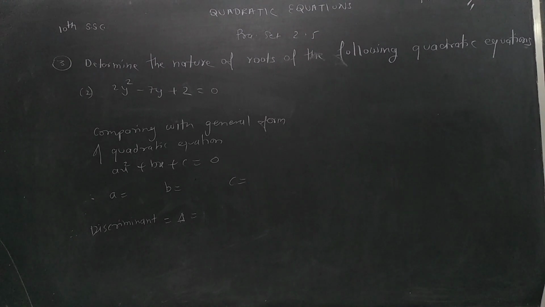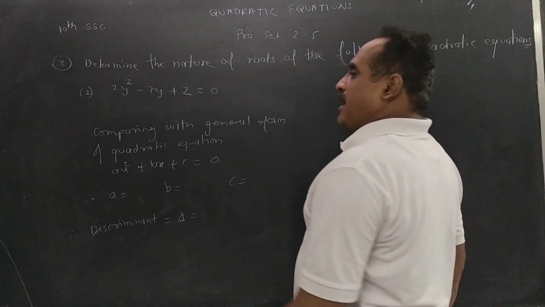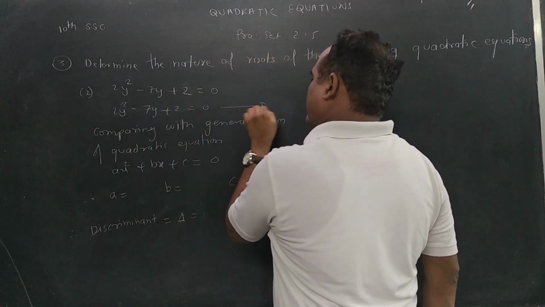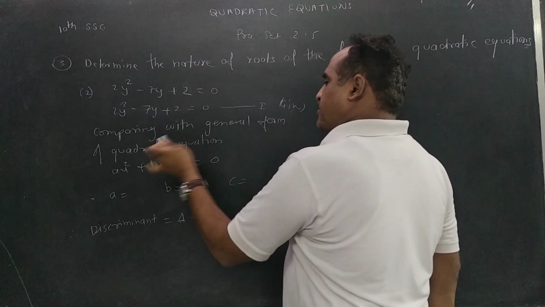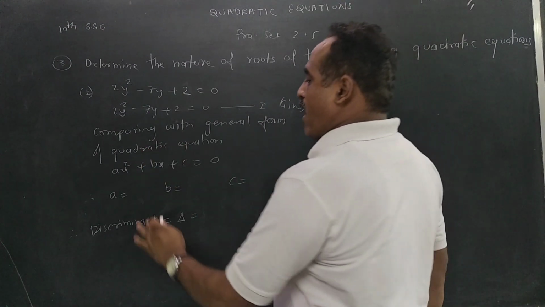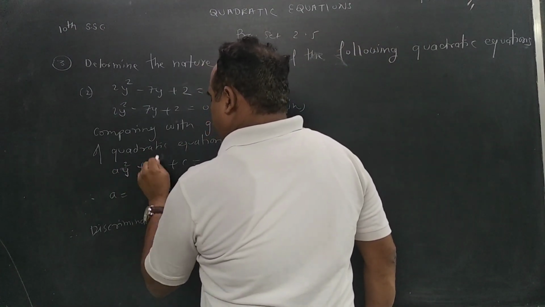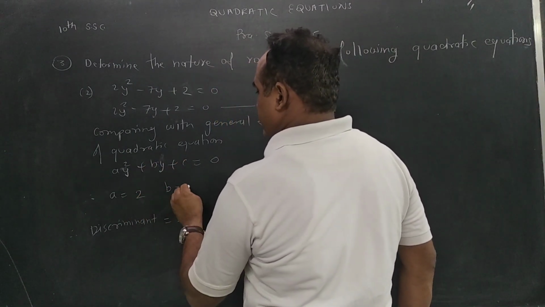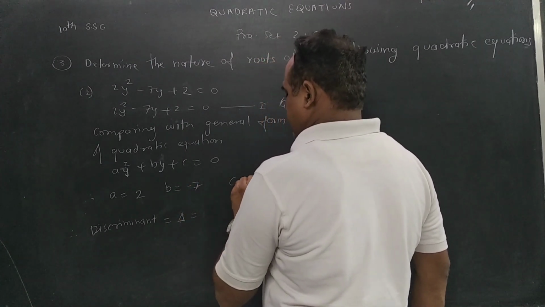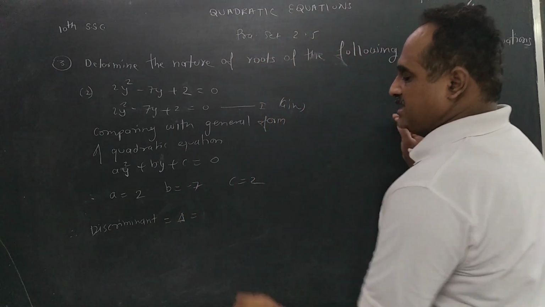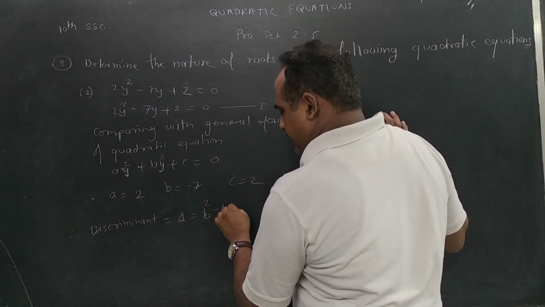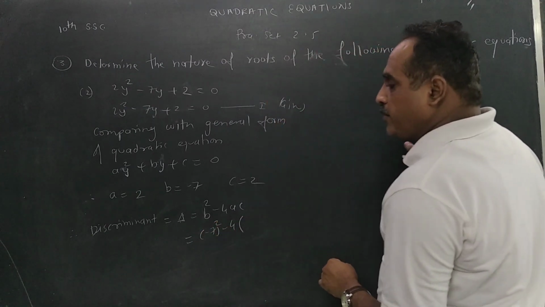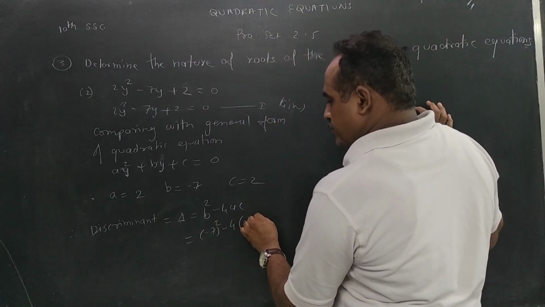Pause the video, do your own. Okay. So 2y square minus 7y plus 2 is equal to 0. It is given. Comparing with the general form of quadratic equation, ay square plus by plus c is equal to 0, value of a is 2, value of b is minus 7, c is 2. Discriminant is nothing but what? Delta is equal to b square minus 4ac. That is nothing but minus 7 square minus 4 into 2 into 2.